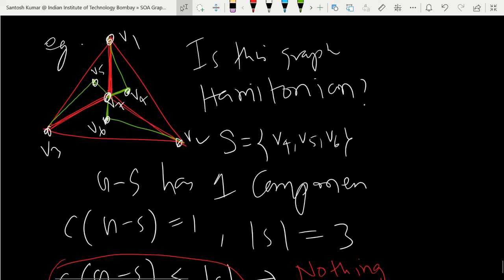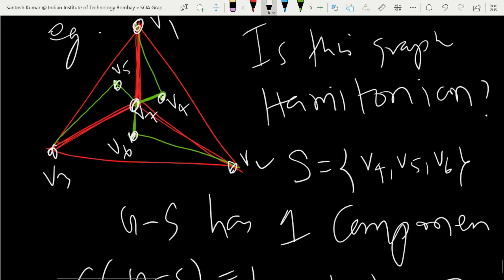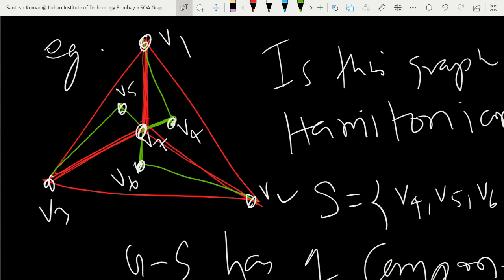Now you will check directly. Let's use the definition. The definition says a graph is Hamiltonian if you have a Hamiltonian cycle. So see, can we have a Hamiltonian cycle? Let's try. Let me start with V1. Where do you want to go after V1? Okay, V4, anywhere we can go. No problem. So let's start with V1 to V4. Now where do you want to go?